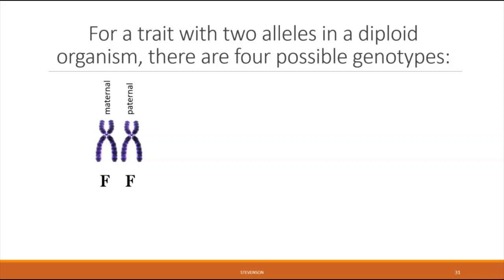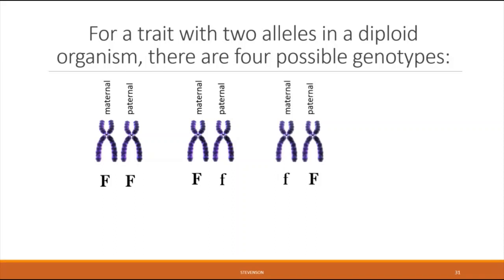Continuing with the example of freckles, it is possible that a person can have the dominant allele on their maternal chromosome and the dominant allele on their paternal chromosome. In other words, they receive the allele for having freckles from both parents. Another possibility is that a person could have the dominant allele on their maternal chromosome and the recessive allele on their paternal chromosome, meaning that their mother passed down the allele for freckles where their father passed down the allele for no freckles. It could also be the opposite. And then finally, the last possibility is that both maternal and paternal chromosome pass down the allele for no freckles. So these are the four possible genotypes.